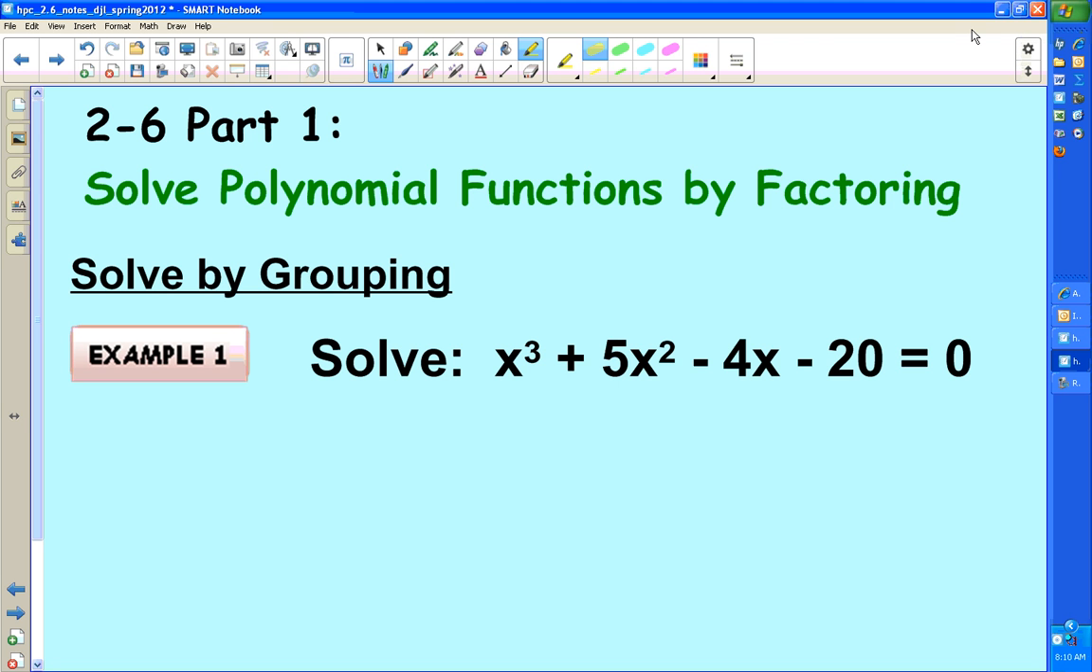Solving polynomials again, and you're going to be looking at doing it by factoring. There's other ways to do it, but in this particular lesson, we're looking at different types of factoring, in particular factor by grouping. Your experience with factor by grouping is extremely limited.